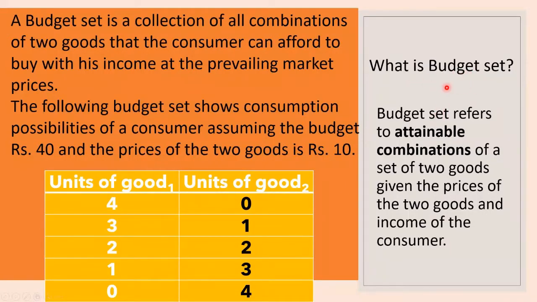Again, let us define another definition of budget set. A budget set refers to attainable combinations of a set of two goods given the prices of the two goods and the income of the consumer. When we talk about attainable combinations, we mean possible combinations.